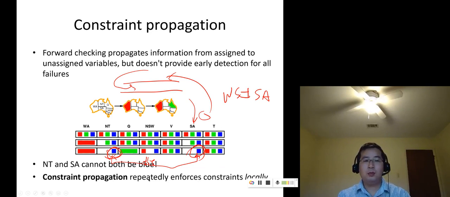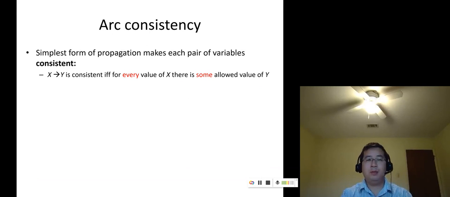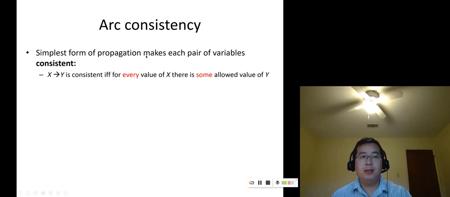So we call it constraint propagation. We repeatedly enforce constraints locally. Even when we delete, we get a new state, and then we also perform the constraint checking here. If we perform both forward checking and constraint propagation, we call this arc consistency. This is the simplest form of propagation, making each pair of variables consistent.